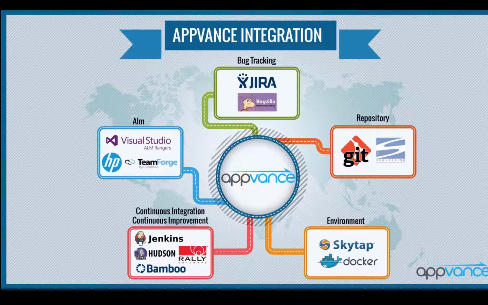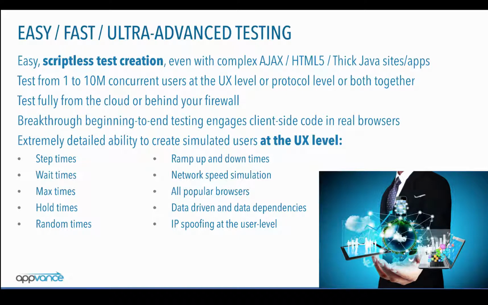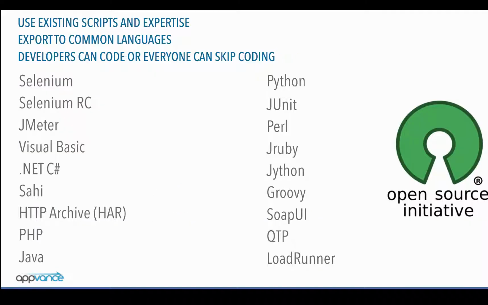We leverage all types of integrations, from storing scripts in a repository like Git or Subversion, kicking off tests from a CI tool like Jenkins or Bamboo, or even deploying in an environment like SkyTab or Docker. Our scriptless test creation allows you to create simulated users at the UX level so that you never have to leave out the client-side code ever again. We also leverage all these open source languages in case you have existing scripts in place. Obviously, we don't want your team to have to toss out the previous work that you've put in, and we're not asking you to. You can either use our scripting language or anything on this list as well.